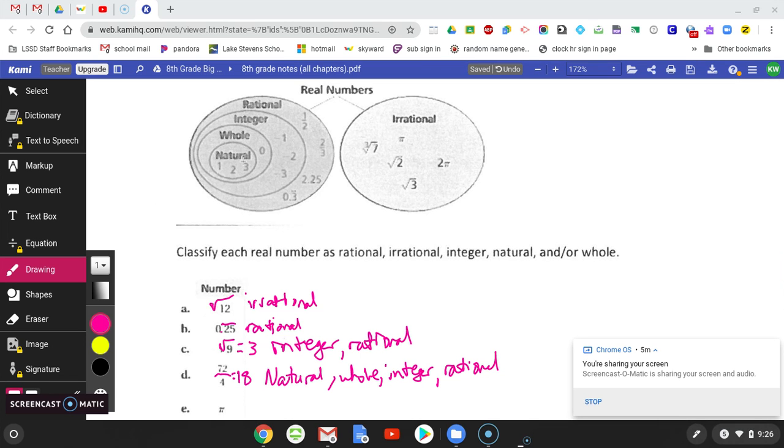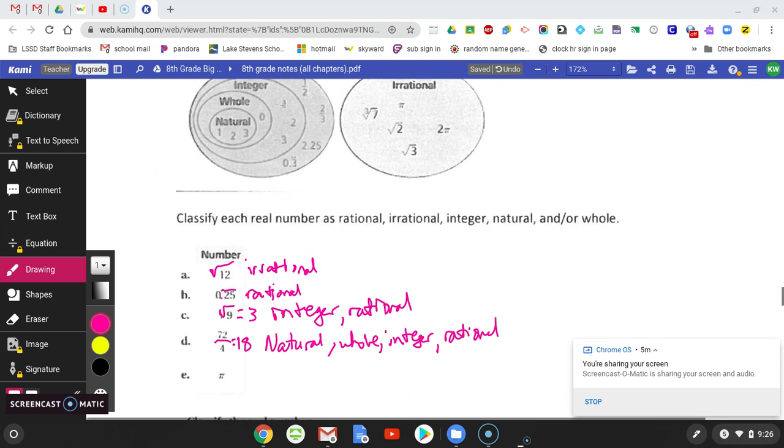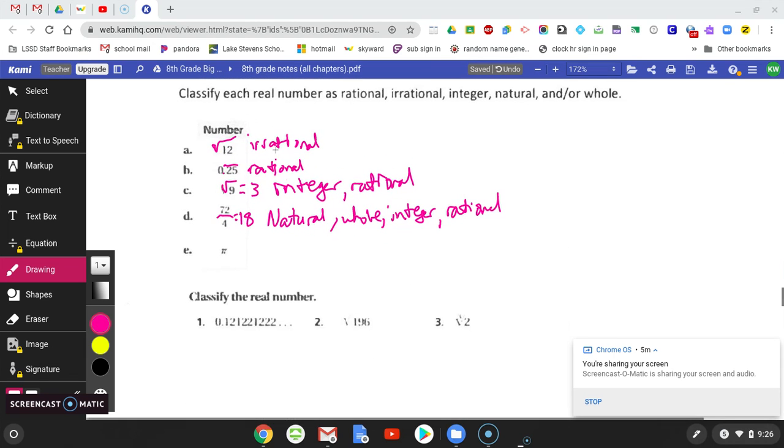So think about this circle is also in all the other 4. Because it is a natural number, it means it's all 4 of those. If it were an integer, it would need to be an integer and rational because integer is also in rational. So this gives you kind of a classification to see which one it's going to be.